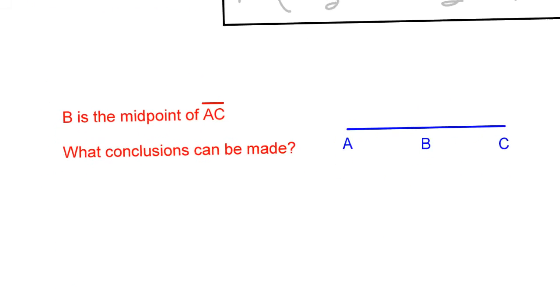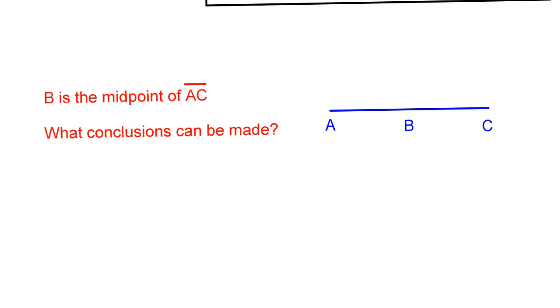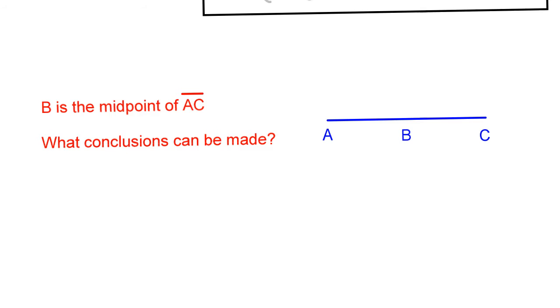So now let's look at this problem. B is the midpoint of segment AC. When we say that B is the midpoint of segment AC, it means that B is exactly in the middle. Okay, so this means that segment AB is congruent to segment BC. Remember the tick marks, okay?